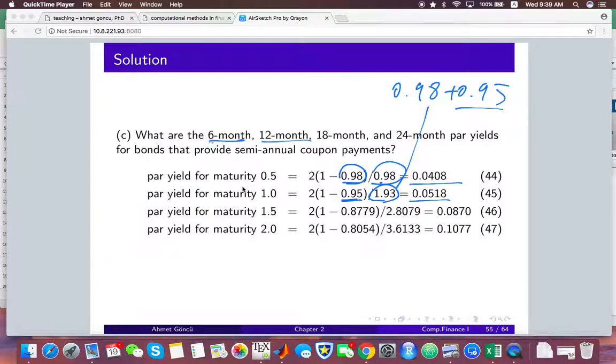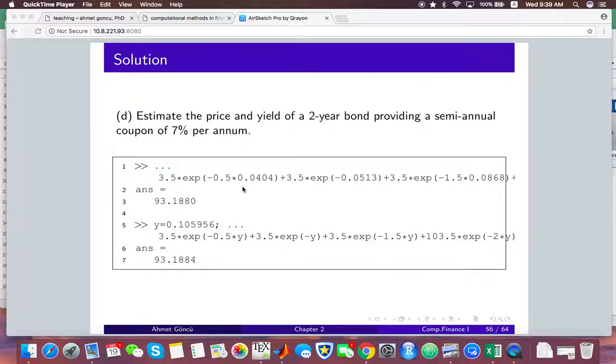The last thing that we can do in this exercise is to calculate the price and yield of a 2-year bond, which provides a semi-annual coupon of 7% per annum. So in the first part of this MATLAB code, what I do is use the zero rates that we already obtained in order to find the price of the bond. So the price of this bond is $93.80.